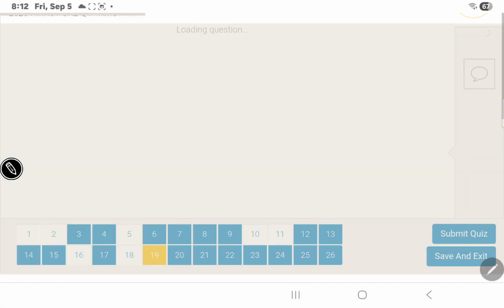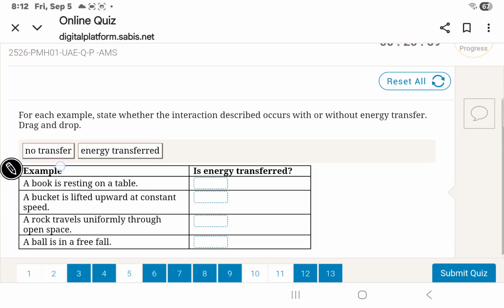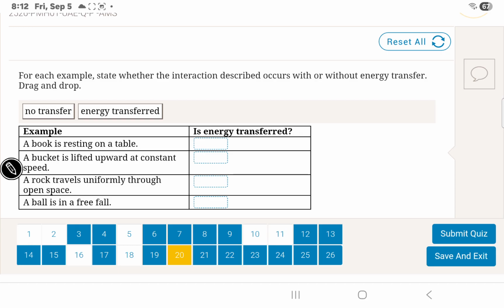Question number 20 now. For each example, state whether the interaction described occurs with or without energy transfer. A book is resting on the table. There is no energy transfer, so here, no energy transfer.